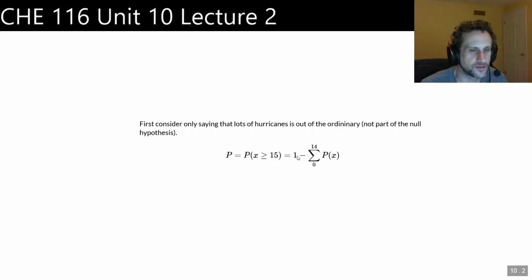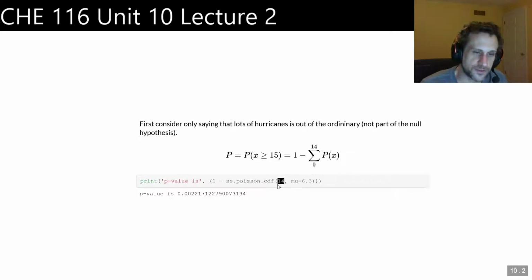So this is the complement. Rather than trying to get the sum of everything from 15, 16, 17, 18, etcetera up to infinity, we can just do 1 minus the sum from 0 to 14. You can plug in the equation for the Poisson distribution, but I just use the CDF here, evaluating the cumulative distribution function at the point 14 with a mu of 6.3. Why is it 14 and not 15? It's not 15 because I'm doing the 1 minus trick, so 15 should belong to the other interval. Remember we want 15 to be in the interval that we're computing the probability of.